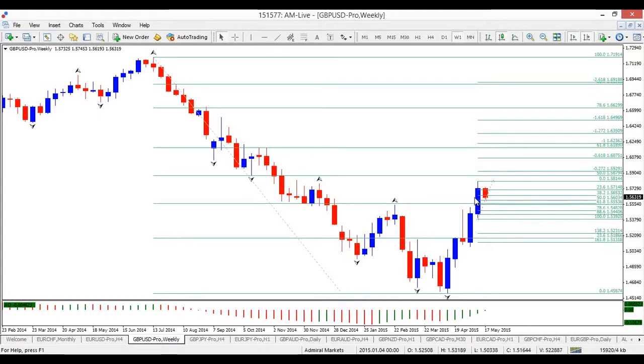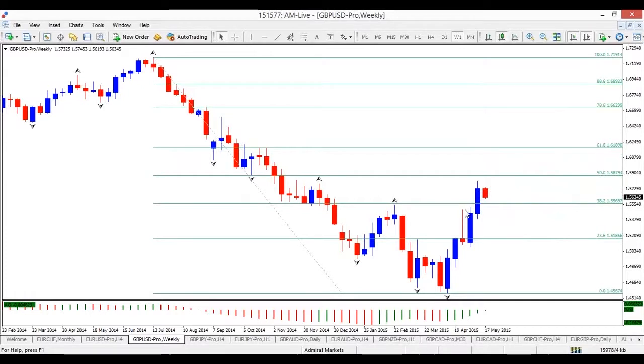Or 162-ish, 162.50 is a 61.8 fib. Any of these fibs could be a heavy resistance level. To be honest, I think that the 50 or 61.8 are probably equally likely. I don't really have a strong favorite for any one of those two.